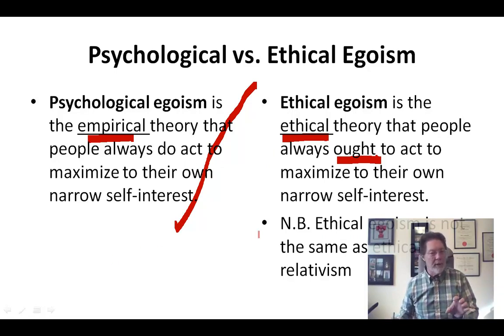Finally, notice too that ethical egoism is not the same as ethical relativism. Ethical relativism is the view that what's true or what's right or wrong for you is relative to your culture. Ethical egoism is the view that you always ought to act to maximize your own narrow self-interest. The two can connect, but they are very different theories. Ethical relativism is a meta-ethical theory. It's about the nature of ethics. Ethical egoism is a normative ethical theory. It tells you what to do.